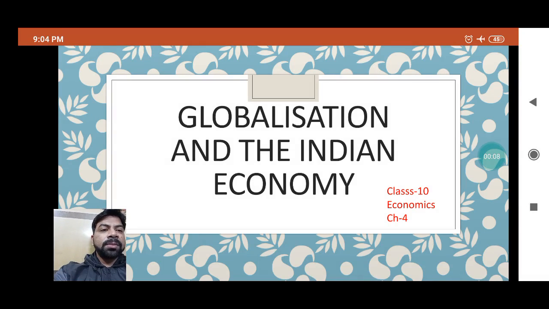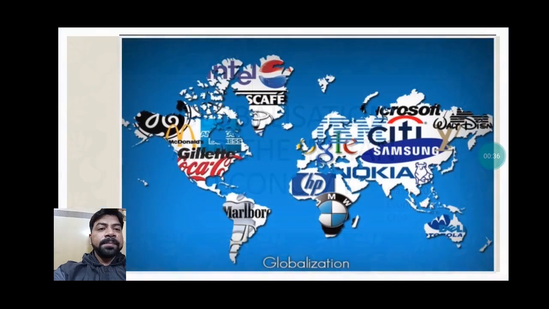The chapter name is Globalization and the Indian Economy, and this video is for the students of Standard 10. Students, in this video, we are going to discuss what globalization is, the causes of globalization, and the types of globalization. We will also cover some basic points on how globalization is giving tough competition to local producers and local markets. So without wasting much time, let's begin.